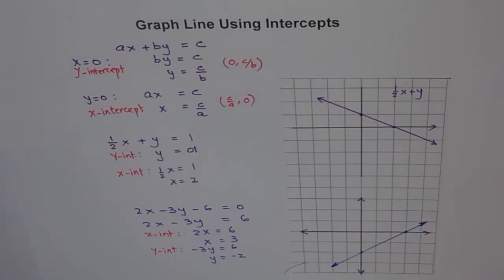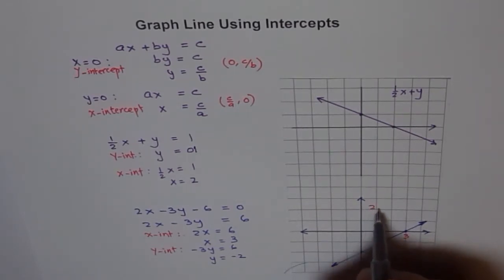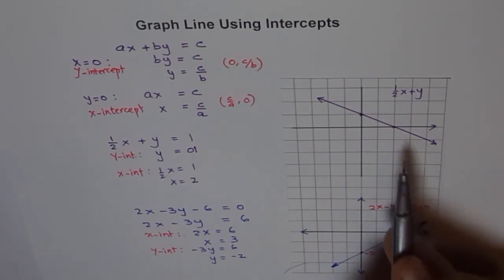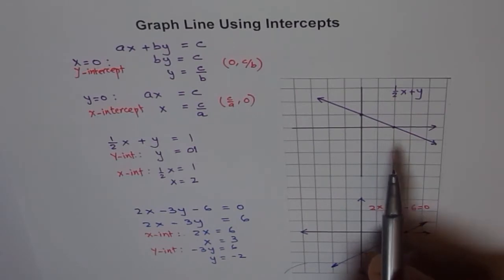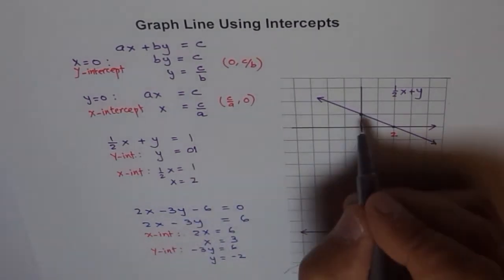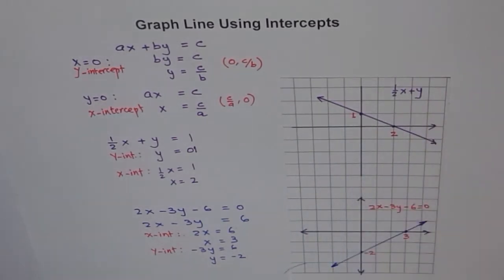Right? Now, it's a good idea to write on the line itself the values of the x and y intercepts. In this case, it is 2 and 3, right? And the equation of this line is 2x minus 3y minus 6 equals 0. And here our x and y intercepts were x was 2 and y was 1. Correct. And that's the equation. See, it is that simple.